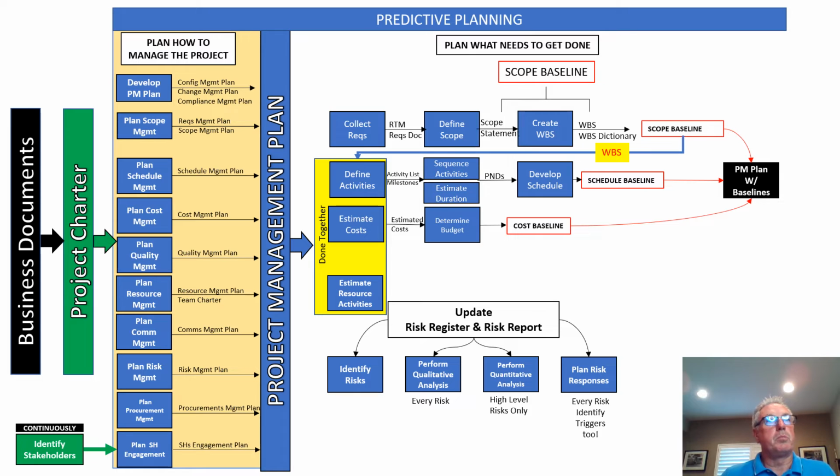Then you need to determine your budget, and your budget is going to be based on what your customer has agreed to provide you for this project, and does that budget fit within, or do your activities and your resources fit within the budget determined? That's going to bring you to your cost baseline. So your scope baseline, your schedule baseline, and your cost baseline is going to be your PM plan with your baselines.